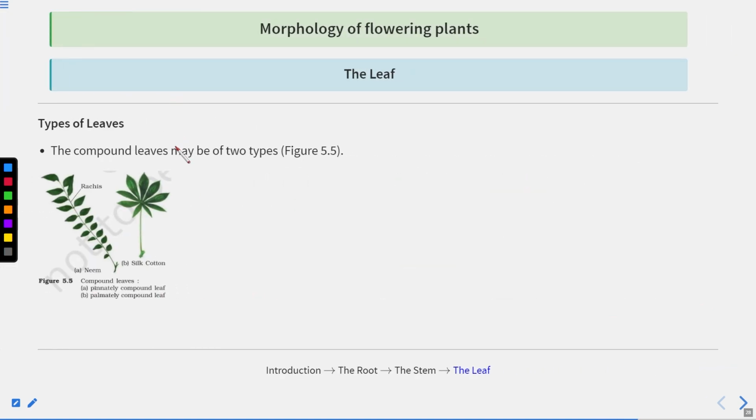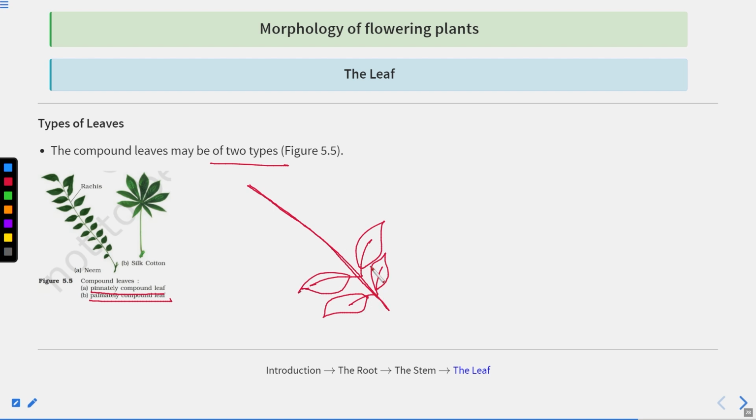The compound leaf may be of two types. We have two different types of compound leaf: pinnately compound and palmately compound. So here you can see the leaf is pinnately compound. The leaflets you can see are opposite, like this. This is opposite to this leaflet, and this is opposite to this. This is the arrangement in the case of pinnately compound, right?